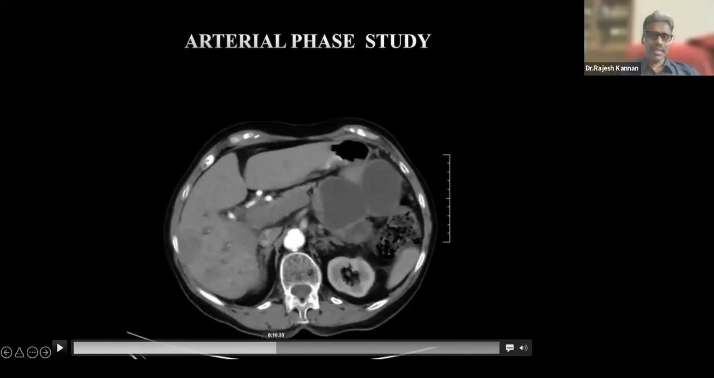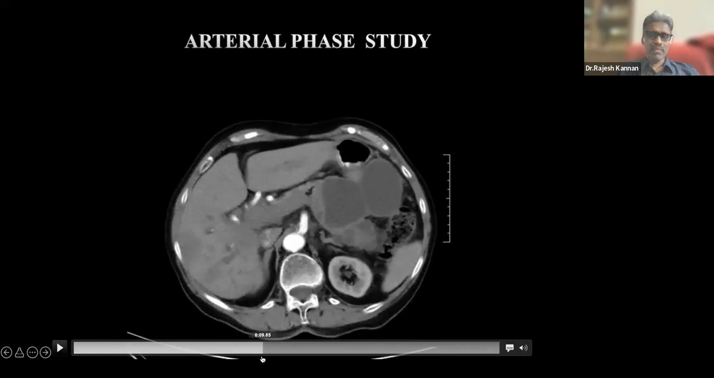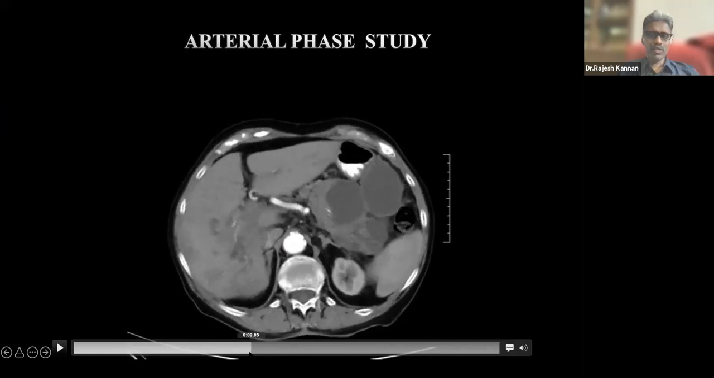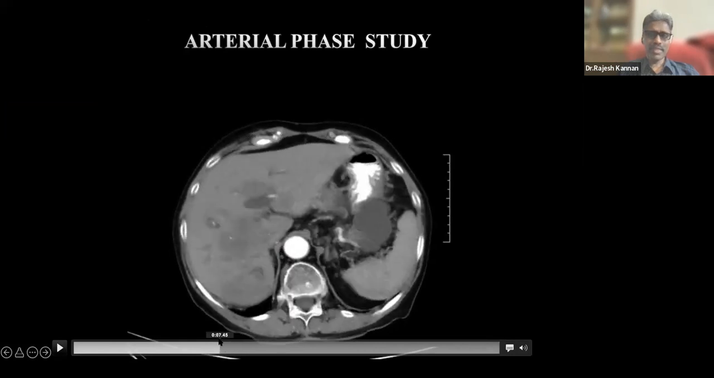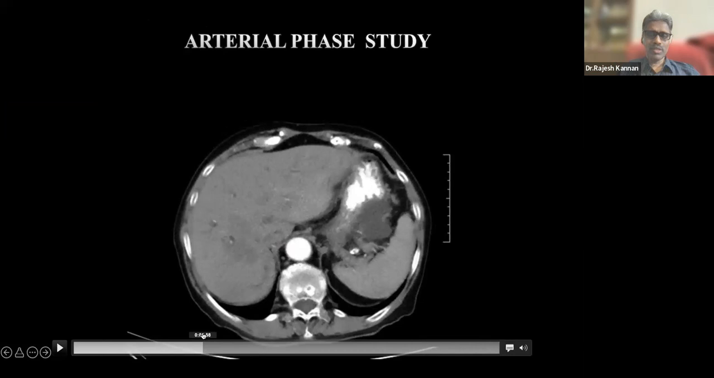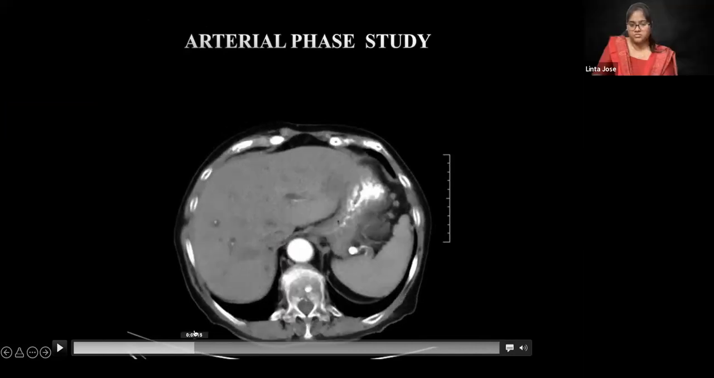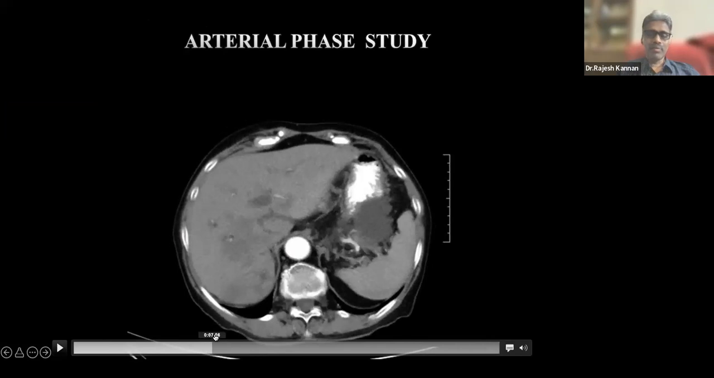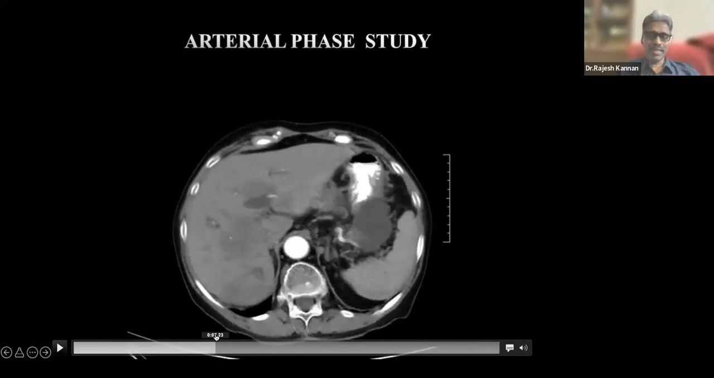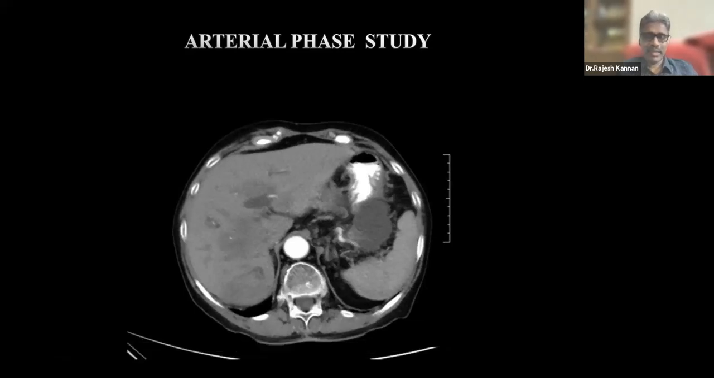Keep that slide, keep the previous one. See, one important thing you would always rule out is whether it is arising from the stomach and bulging into the pancreas. Here it is closely related to the stomach, and things like a gastric cyst can bulge into the pancreas like this. But here we are not seeing any normal pancreatic parenchyma separate from this lesion, and the stomach mostly looks just displaced. Okay.